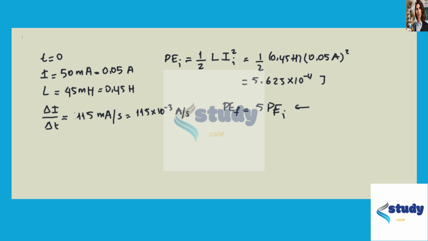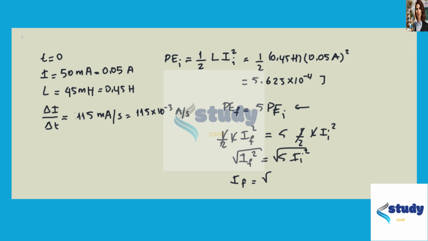So first of all, let's find a relationship between the initial current and the final current given this equation. So the 1/2 L final current squared is going to be equal to 5 times the initial, right? The L's cancel out, it doesn't change. So then the final current squared is 5 times the initial. If we take the square root of both sides, then we know that the final current has to be square root of 5 times the initial current. So let's keep this in mind.